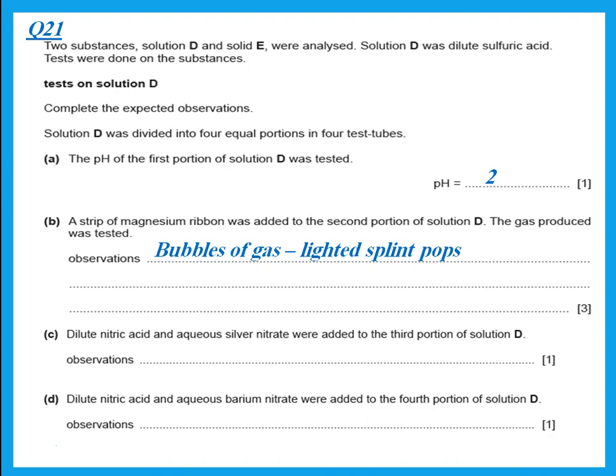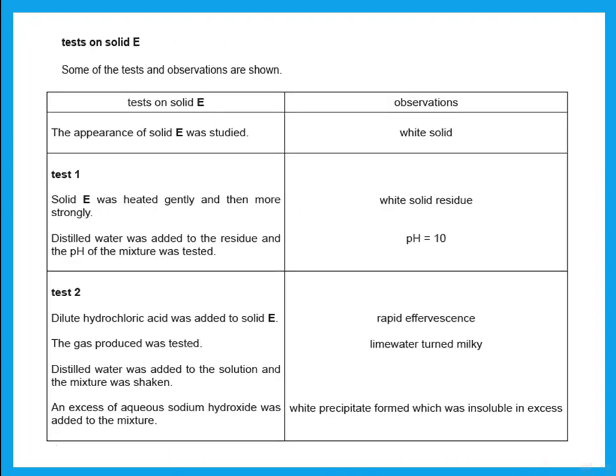Then he said dilute nitric acid and silver nitrate. Well, what is D? We know D up there, he says D is sulfuric acid. So silver nitrate is test for what? Chloride, bromide, iodide. Do I have any of them? No. Then my result is no effect. Dilute nitric acid and aqueous barium nitrate. Now, barium nitrate again is test for what? It's test for sulfate. Well, sulfuric acid does have sulfate, so I will get a white precipitate.